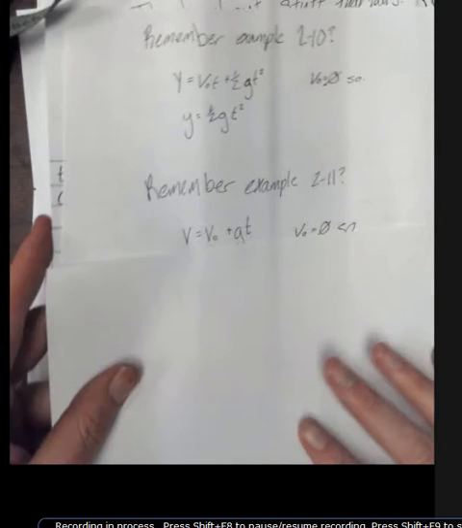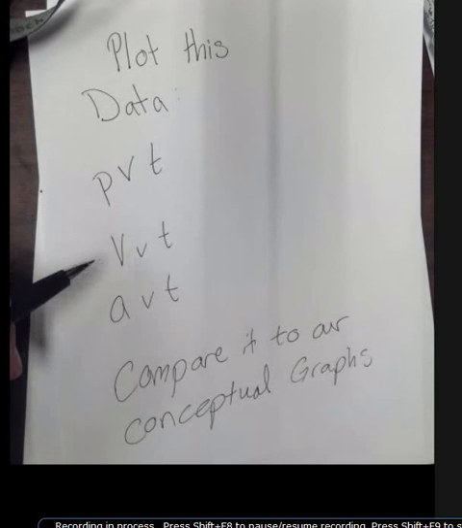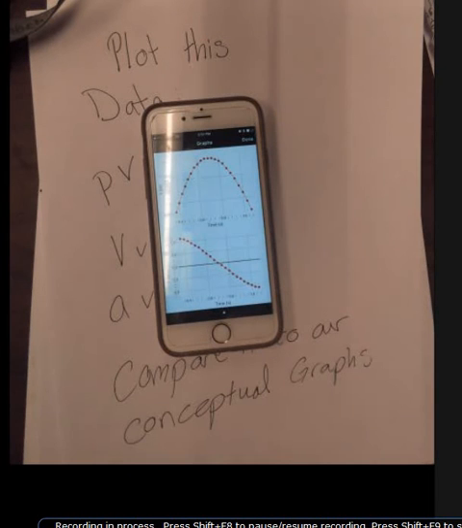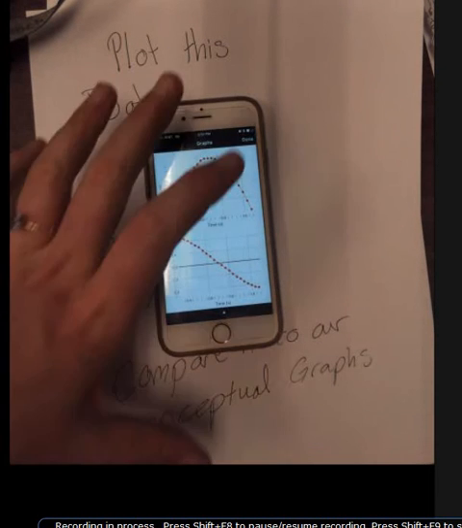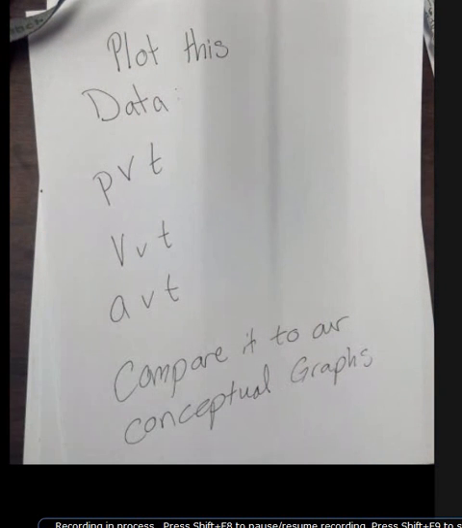And once you've calculated that, you're going to plot the data: position versus time, velocity versus time, and acceleration versus time. Once you have them graphed, I would like you to write a comparative paragraph. Compare it to our conceptual graphs, the ones of the actual situation. I also want you to compare position versus time to velocity versus time to acceleration versus time. I want 1 to 2 paragraphs. I want you to describe the relationships, and describe the motion that created them.